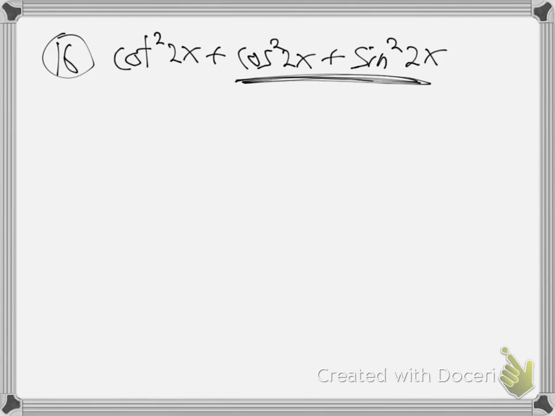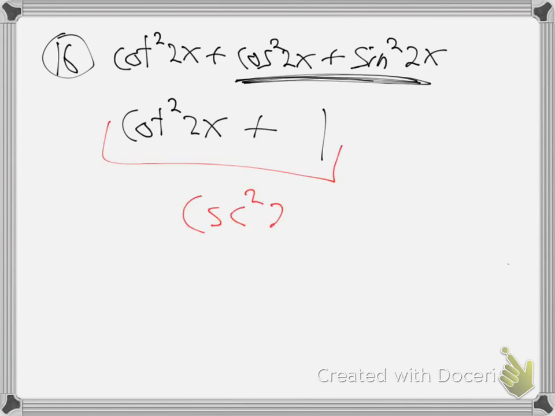All right, so these two, what can I do with sine squared plus cosine squared? 1. That's a 1, isn't it? Okay, next, what do you do with 1 plus cotangent squared? This is all cosecant squared. And I think we're done, right? There it is, B.